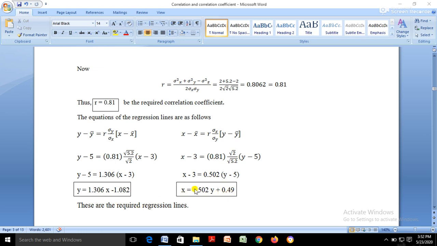So these are the regression lines y on x and x on y. So this is the procedure: first we find the correlation, then the lines of regression.